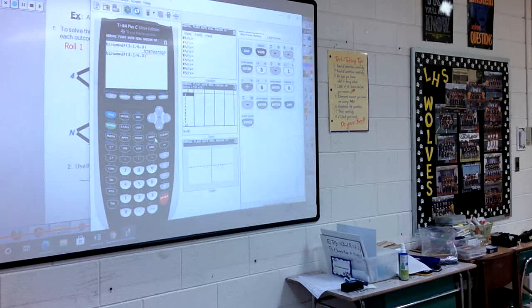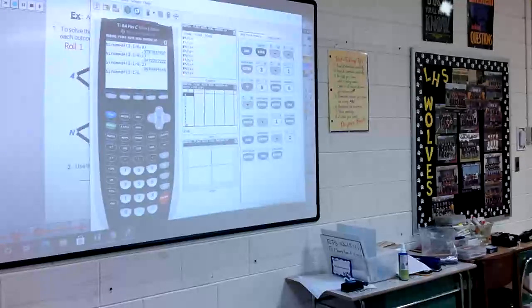Okay. Now, if I hit second enter, it's going to come back, and let's say I want to find the probability of getting one 4. There that is. Second, enter, if I want to find the probability of getting two 4s. There that is. And then second, enter, if I want to find the probability of all 3 rolls being a 4. There that is. 0.0046.